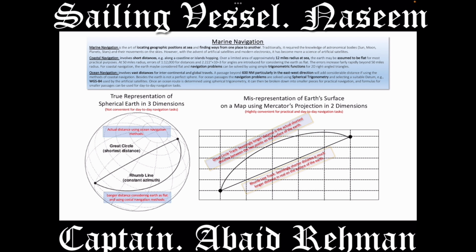This picture shows a segment of the Earth as flat on a 2-dimensional graph. In fact, this is a misrepresentation of Earth's surface on a map and uses Mercator's projection. However, it is highly convenient for practical and day-to-day navigation tasks. If we notice, the great circle, seemingly a longer distance, is the actual shortest distance between the 2 points on the surface of the Earth, and the rhumb line track, which looks like a shorter distance, is much longer in real distance on the surface of the Earth.